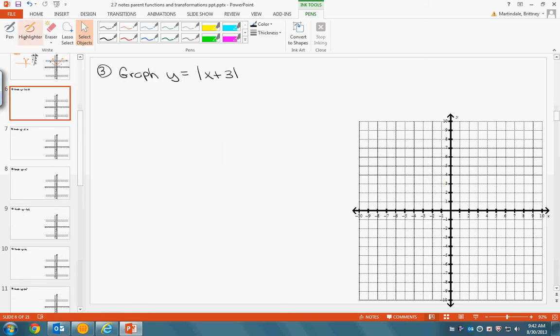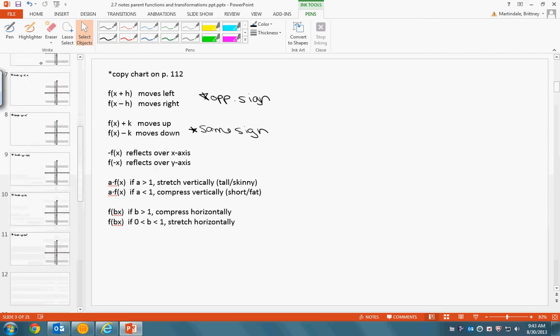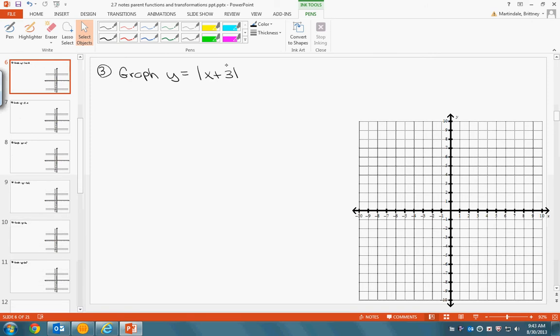Number 3. Graph y equals absolute value of x plus 3. The 3 is inside the absolute values. So if you go back to our rules, it's inside. I understand these are parentheses, but it's parentheses or absolute values or a square root sign or whatever we end up getting. If it's inside, it's going to go left or right, opposite of your sign. So if we go back to our problem, it's inside and it's a plus sign. So would that be left or right? This is going to move the graph left 3.